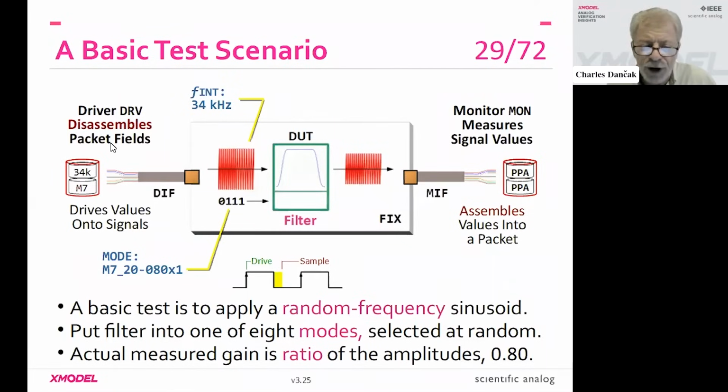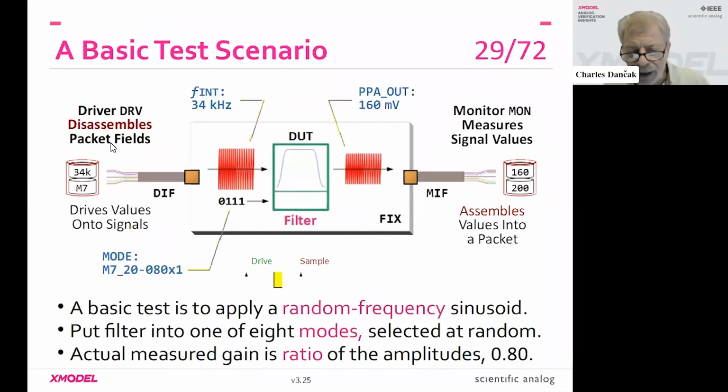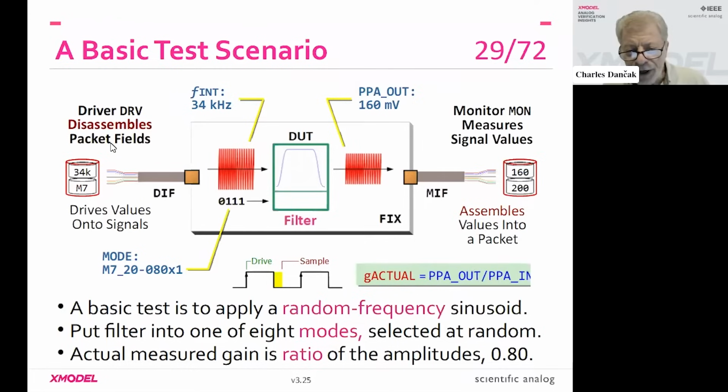We've applied the stimuli. Then for the other half of the transaction, we want to measure the amplitude coming out and assemble these peak-to-peak amplitude measurements into a data packet and forward that on up to the scoreboard. So the response packet is the other half of this transaction, and we can then compute the actual gain as the ratio of amplitudes. And so there's our basic test that we want to do over and over again with different random frequencies and modes.